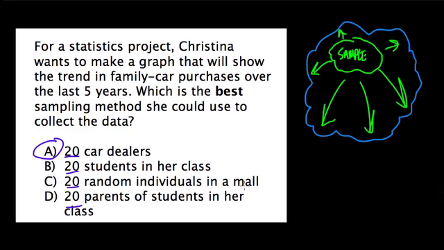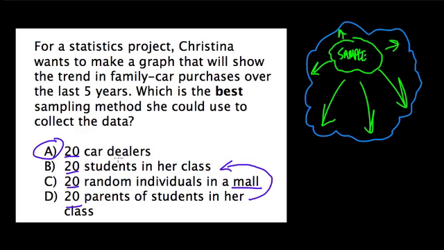And the same is true for people in a mall. Who shops at a mall? Well, a certain demographic, a certain type of individual, and that will then affect the data. And the parents of the students would encounter the same issues as picking the students themselves in the class, right? That will lead to a certain demographic or a group of people that won't represent everyone.